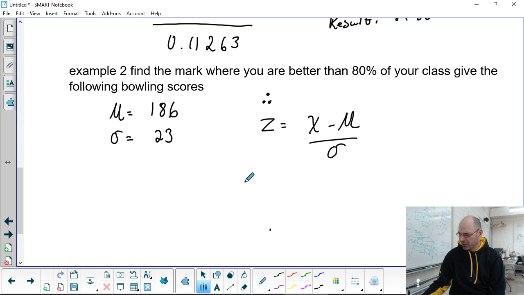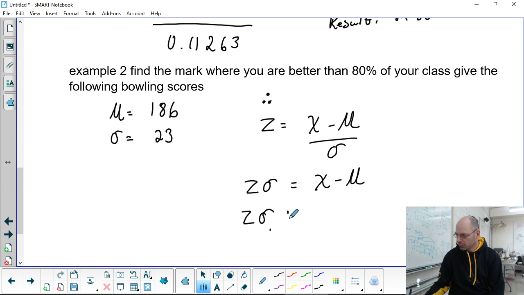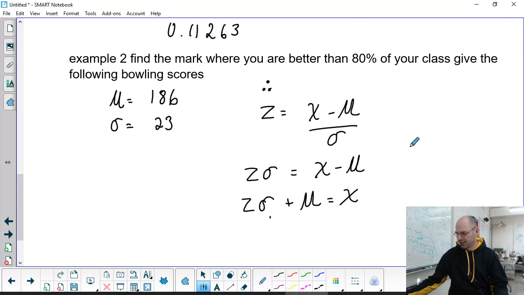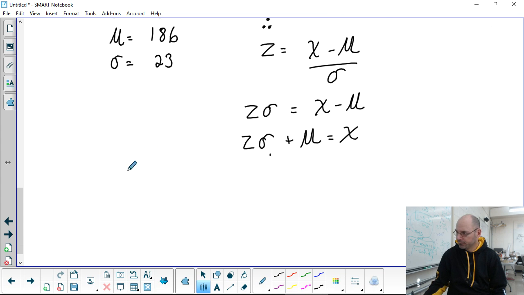So we're going to multiply both sides by the standard deviation. So Z times the standard deviation is going to equal X minus the mean. Okay, and Z times the standard deviation plus mu is going to give you this point. Okay, so we have to find our Z score for 80%. We know what the average is, but we have to look up what this is. So step 1 is to find the Z score for 80% of the data to the left.